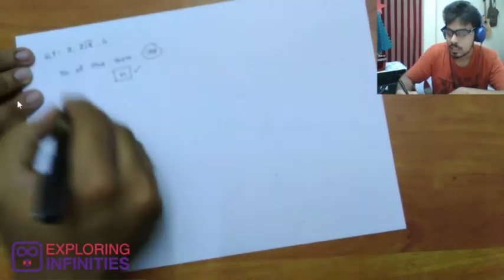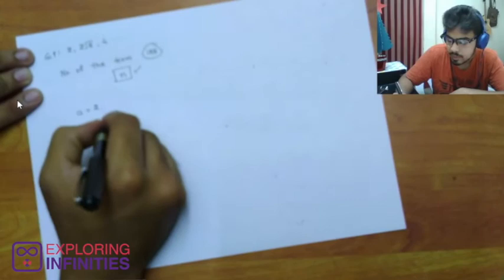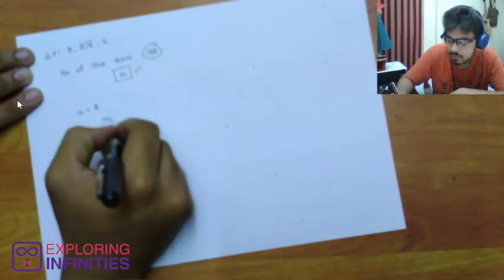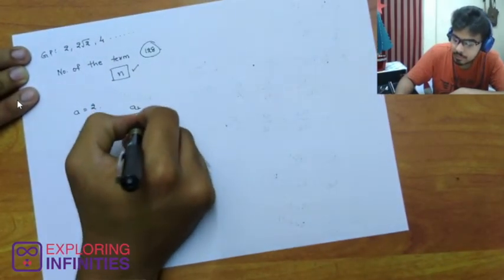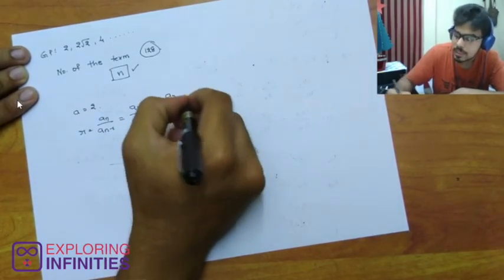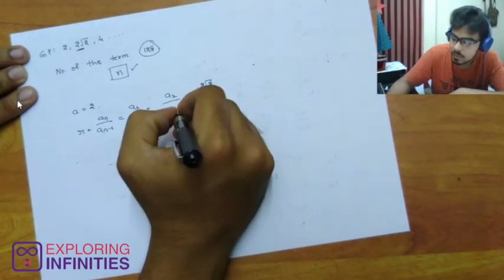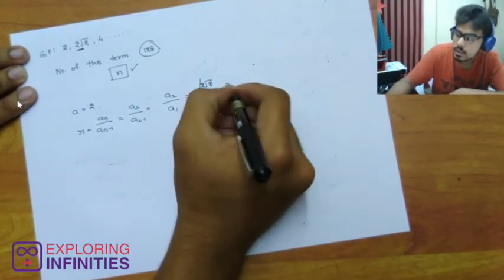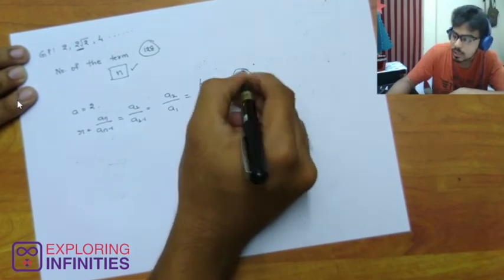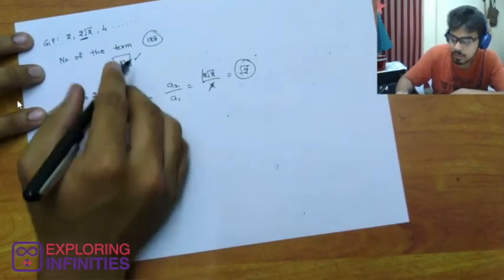What is the first term? 2. What is the common ratio? a_n by a_n minus 1, a2 by a1. What is a2? 2 root 2. What is a1? 2. 2 to cancel. Root 2 is your required r. You have a, you have r, you need to find n.